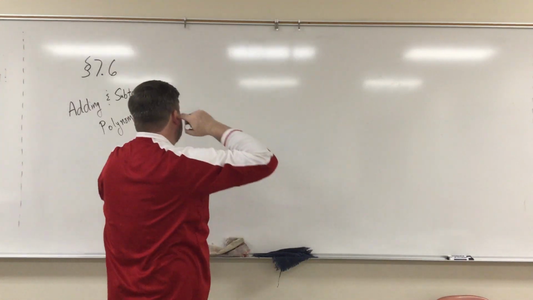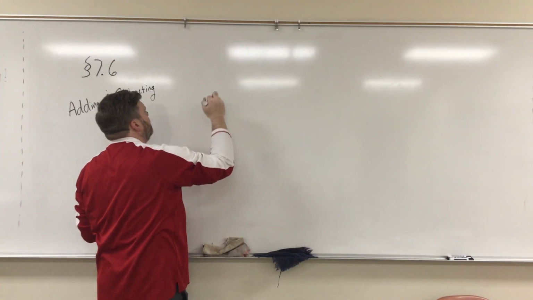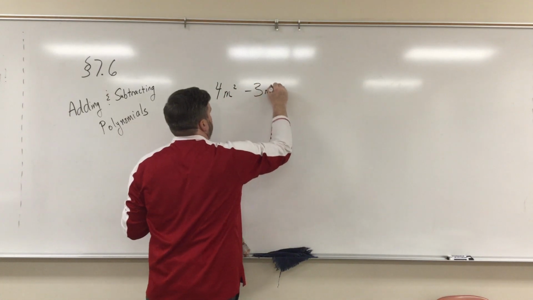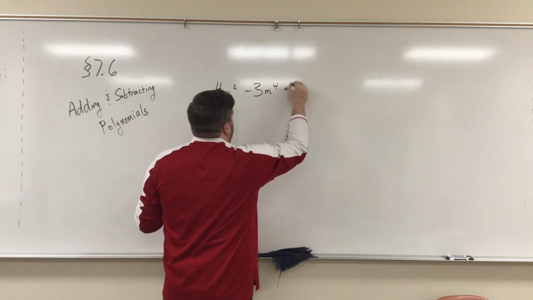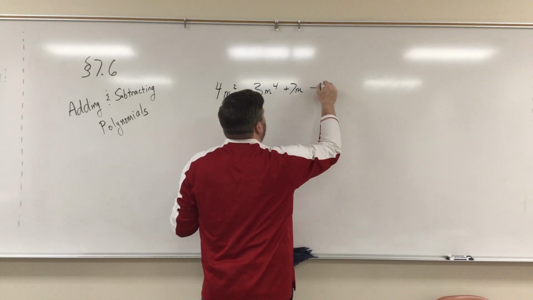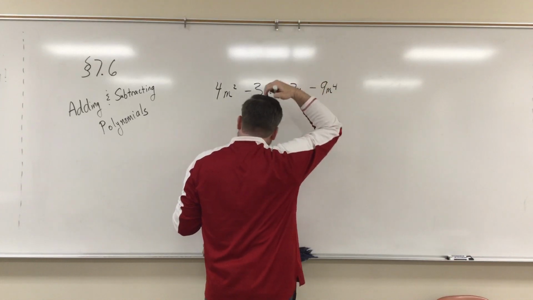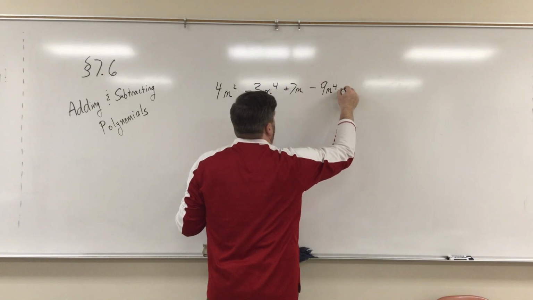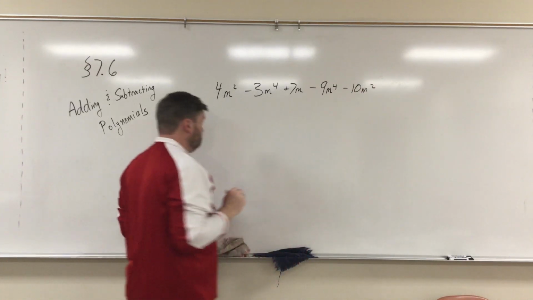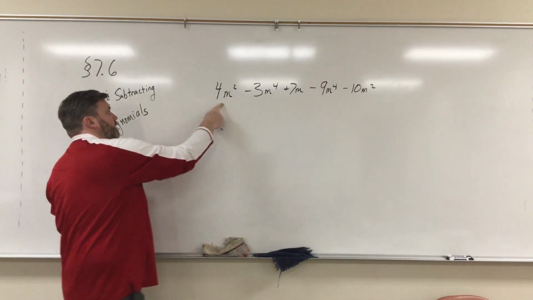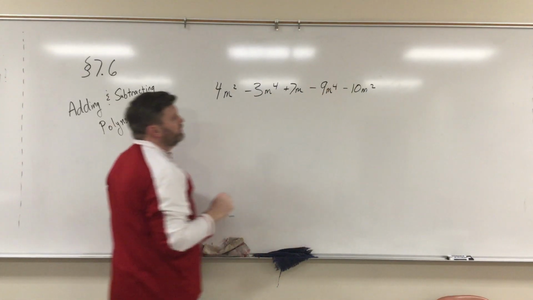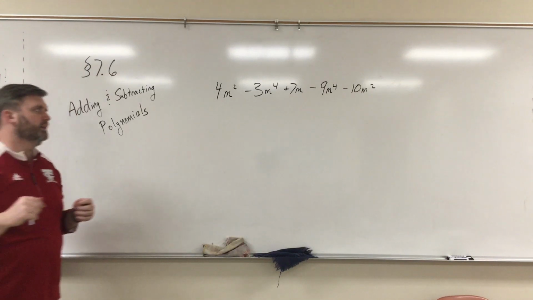Let's add up a bunch of monomials and see what we can have happen. So let's do 4m squared minus 3m to the 4th plus 7m minus 9m to the 4th minus 10m squared. So I have a monomial minus a monomial plus a monomial minus a monomial minus a monomial. So I have 5 monomials that we're adding there.